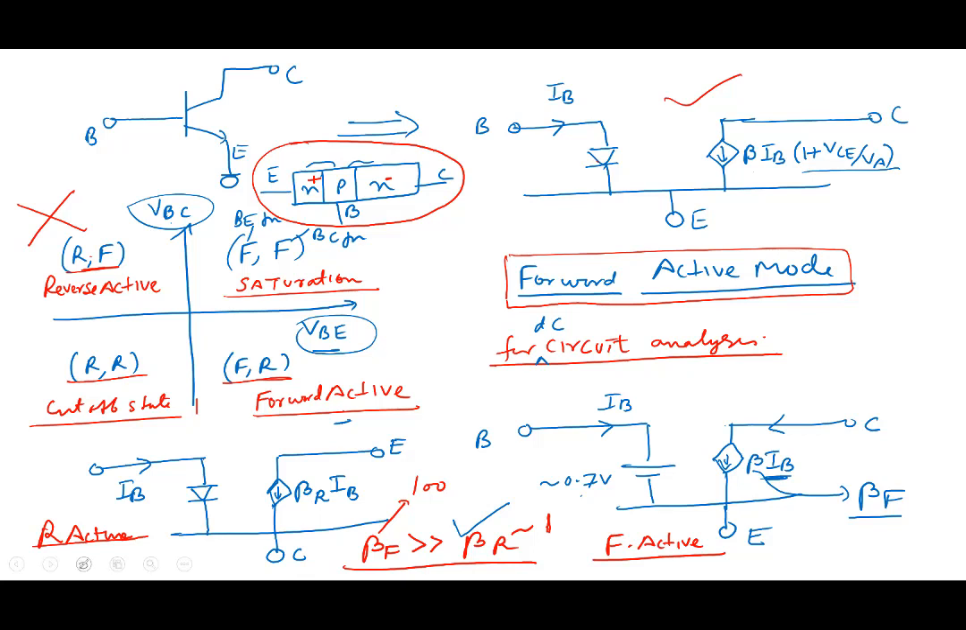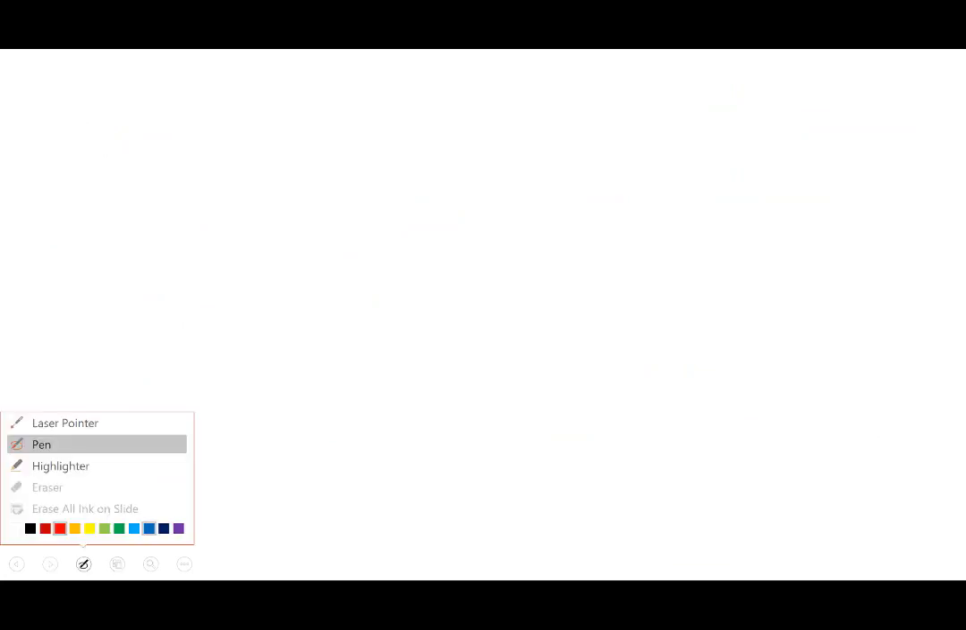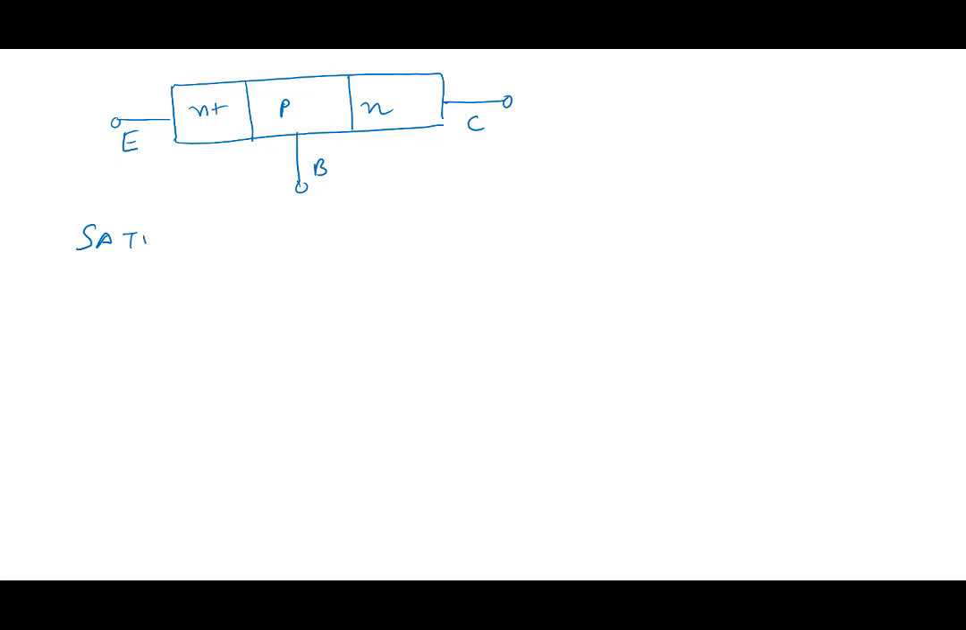So we can look at saturation. Let's put here: this is N plus, this is P, and this is N. Base, emitter, and collector, right? So saturation means what? Saturation implies both junctions are forward bias. That's the first thing about saturation.